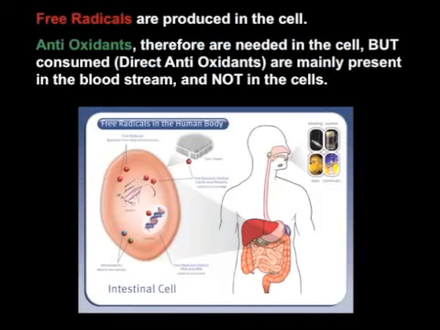Well, we now know that free radicals are produced in the cell. Antioxidants are needed in the cell because free radicals are actually affecting the cell. We need to get those antioxidants in there. But when we consume these direct antioxidants, they're mostly present in the bloodstream and not within the cell. So we have to look for a different solution.